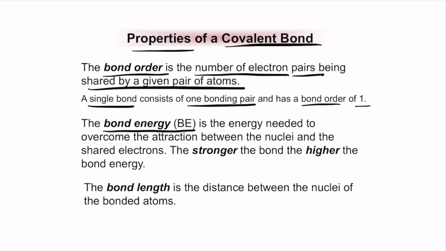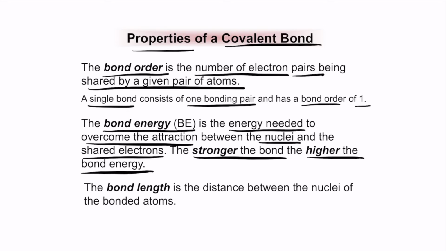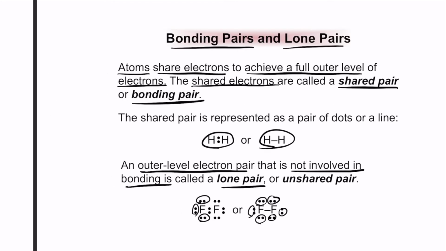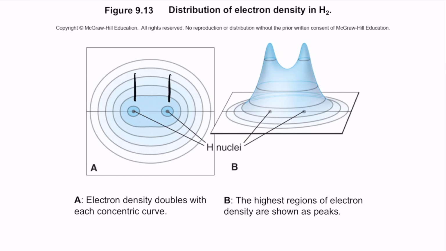The next term is bond energy. Bond energy is the energy needed to overcome the attraction between the nuclei and the shared electrons. This is the energy that is required to break the bond. The stronger the bond, the higher the bond energy. Next is the bond length. Bond length is the distance between the nuclei of the bonded atoms. Remember that bond length is the actual distance between the two nuclei.